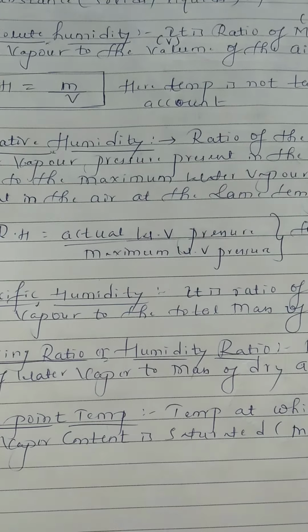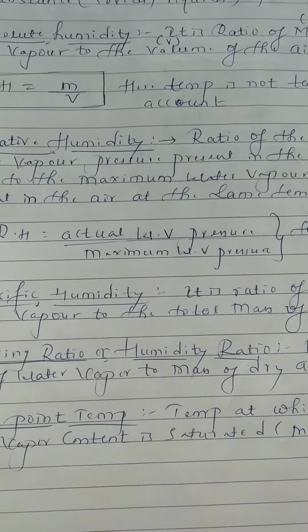Fifth one is the mixing ratio or humidity ratio. It is the ratio of mass of water vapor to the mass of dry air. Sixth one, dew point temperature. It is the temperature at which the water vapor content in the air is saturated or maximum. It is expressed in percentage or it depends upon the temperature.